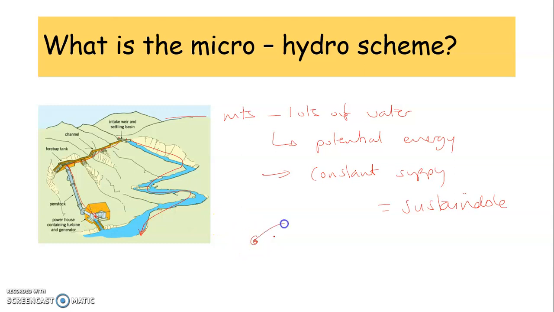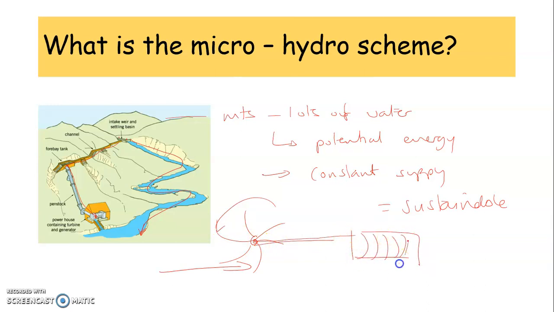So basically, you've got your turbine like that, and the water passing through spins the turbine round, and then that turbine goes to a big generator. Oh, my diagram's terrible. And that spins a generator, and the coils in the generator therefore create electricity.